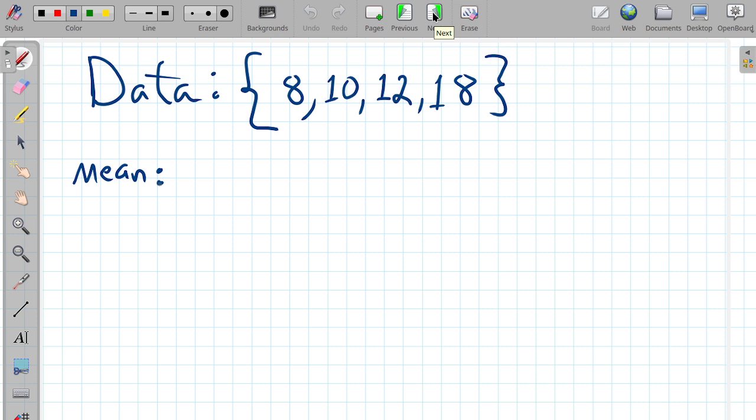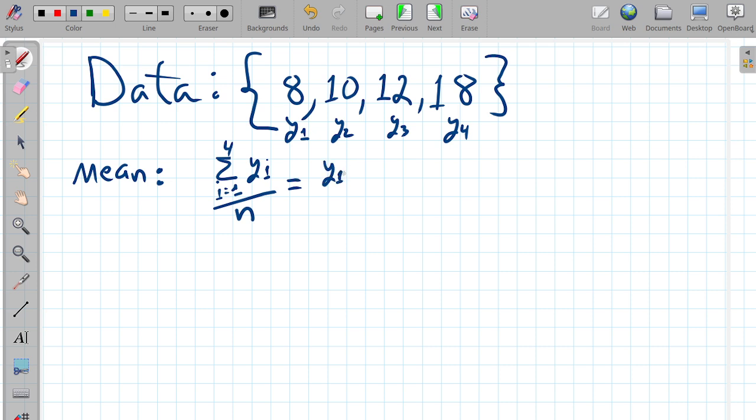I want to compute the mean value first. So using my formula, I need the sum from i equal to 1, and there are 4 observations, to 4 of y sub i. Well, that means this can be called y sub 1, this is y sub 2, this is y sub 3, and this is y sub 4. And then we're going to divide by n, which is 4. So how does this expand? Well, this is how you do this.